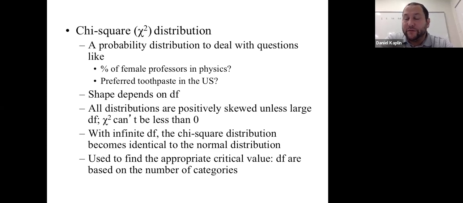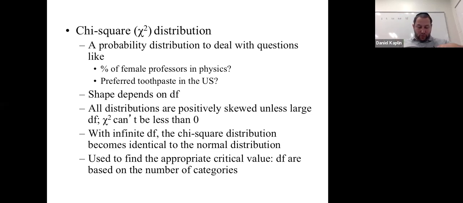Now, the shape of the chi-square depends on our degrees of freedom. Chi-square distributions are typically skewed distributions, that is to say positively skewed. However, if we had an infinite number of degrees of freedom, then we would get a distribution that matches the normal distribution. So how do we get the degrees of freedom, or how do we get the critical value?